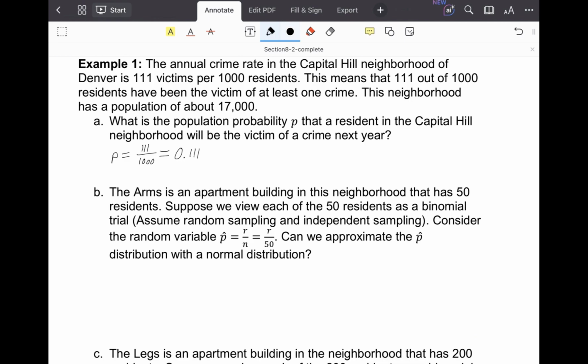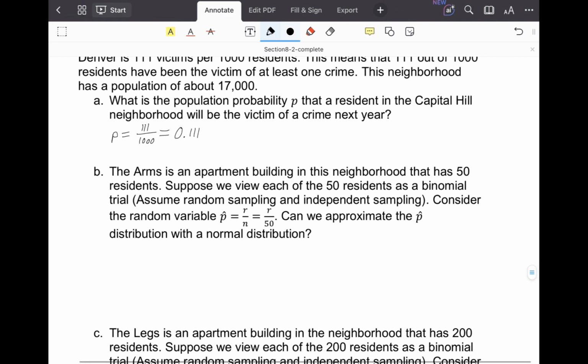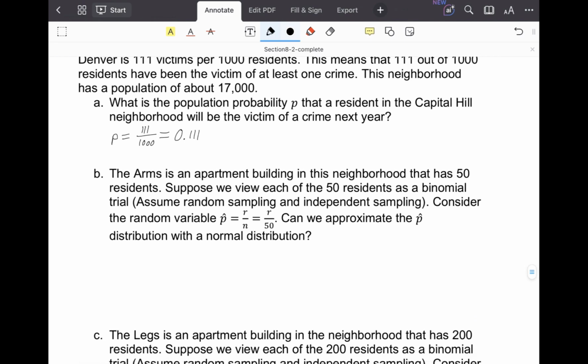criteria. And in this case, N is 50 because there's 50 residents, and we're looking at them each as a trial. So it's asking, can we approximate P with the normal distribution? The wording of that, we're looking at N times P times 1 minus P, which in this case is the 50, which we get from here. That's N times P, which we calculated in part A, 0.111, times 1 minus 0.111.